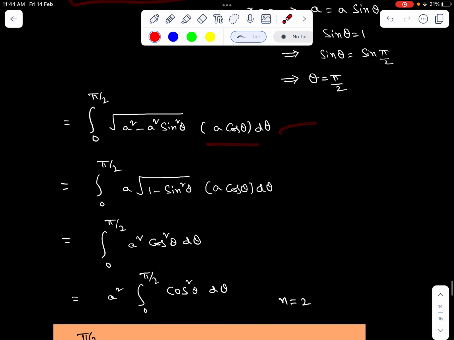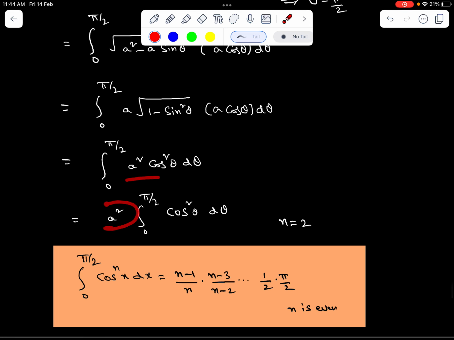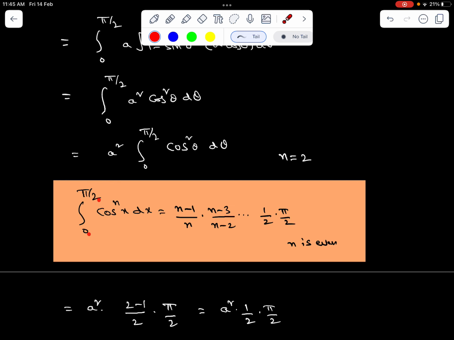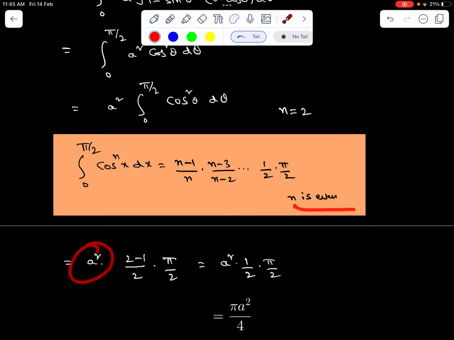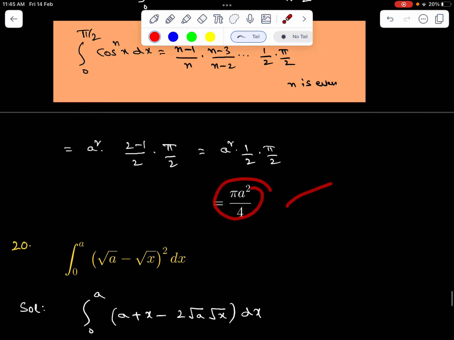Okay. Integral 0 to pi by 2 a into root over 1 minus sin square theta into a cos theta. That is equal to a cos square theta. A square integral 0 to pi by 2 cos square theta d theta. N is equal to 2. You can observe this is cos power n theta d theta. Therefore, integral 0 to pi by 2 cos power nx dx, you can use this formula n minus 1 by n minus 3 by n minus 2, so on, 1 by 2 pi by 2, n is even. Therefore, a square into 2 minus 1 by 2 into pi by 2 is equal to pi a square by 4. That is the answer.